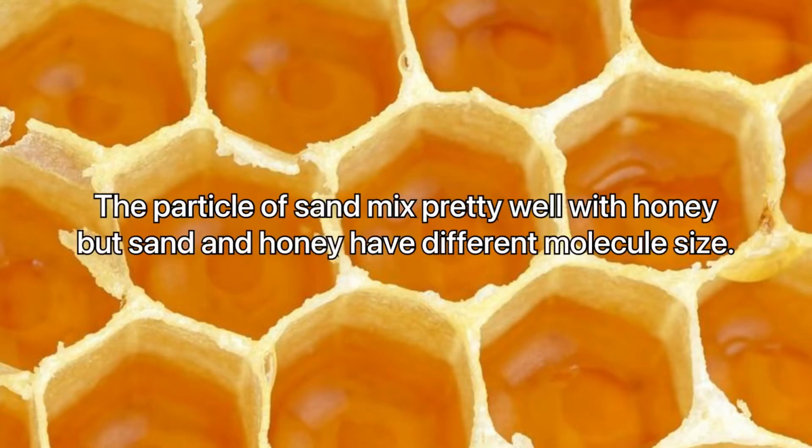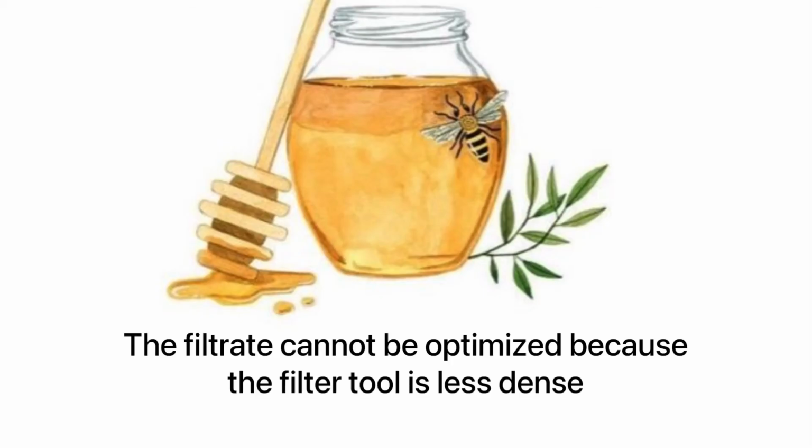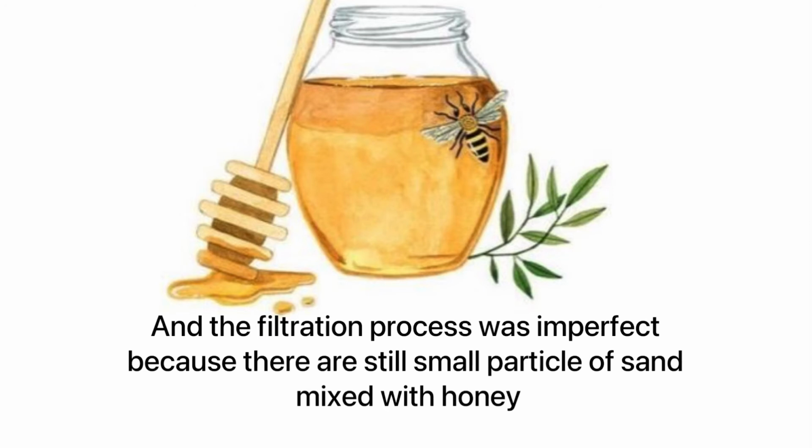The particles of sand mix pretty well with honey, but sand and honey have different molecule size. That's why we can separate them by using filtration process. The filtrate cannot be optimized because the filter tool is less dense. And the filtration process was imperfect because there are still small particles of sand mixed with honey.